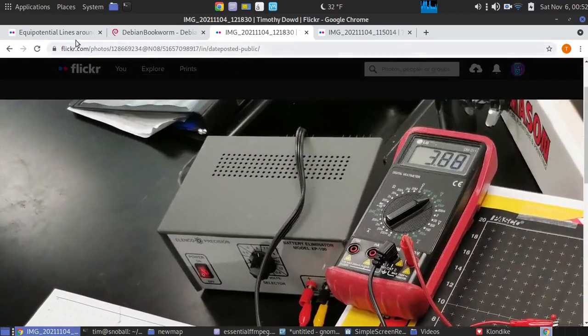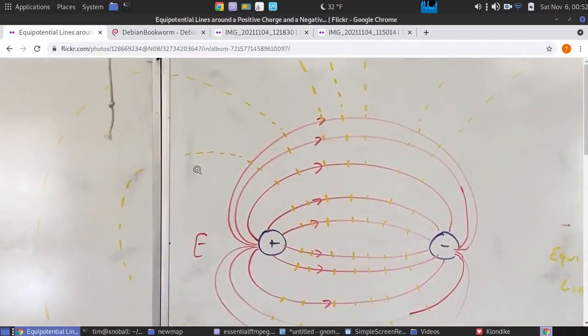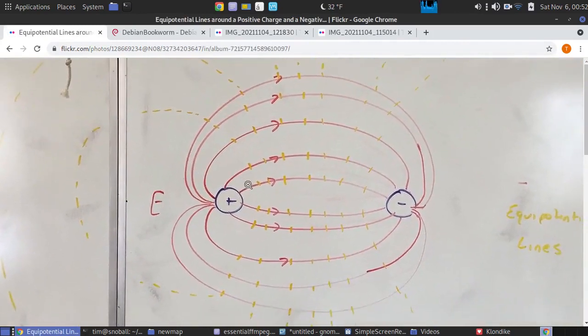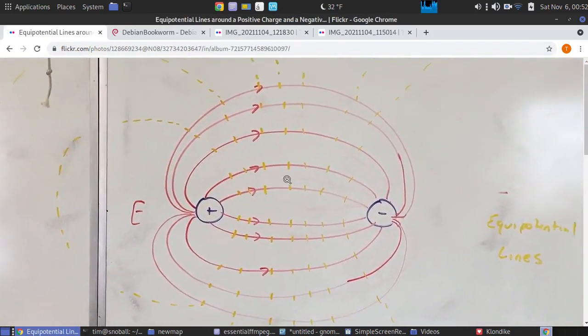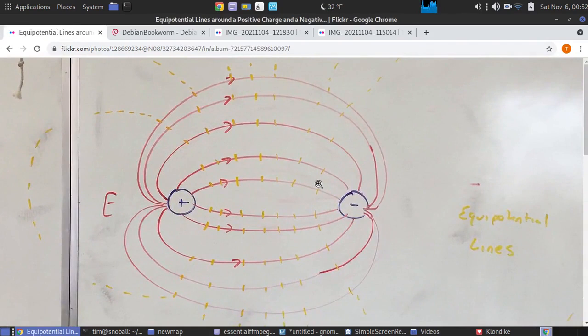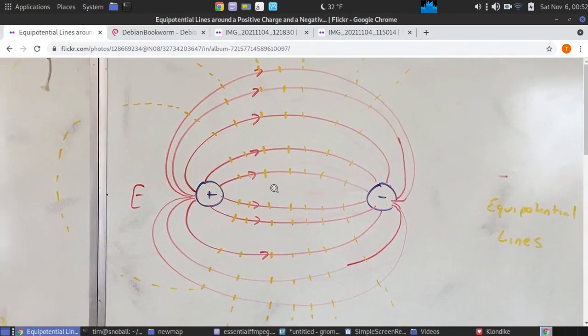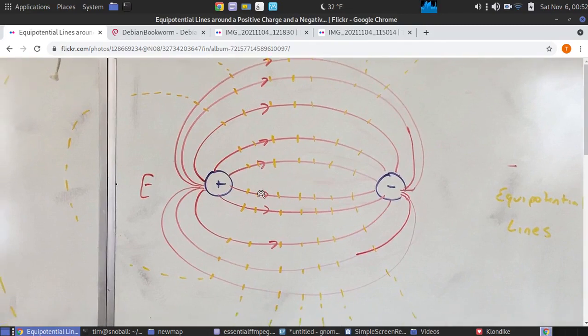Once we have the equipotential lines, we can make a really good guess at the electric field shape because we know that the electric field will be perpendicular to the equipotential lines. So in this way, we can find out a lot about how space is altered around a positive and negative charge.